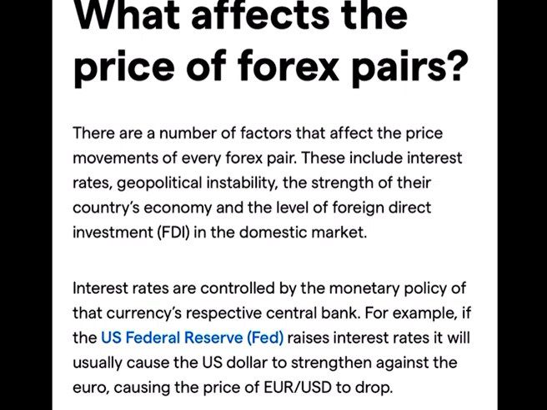So what affects the price of forex pairs, right? There are a number of factors that affect the movements of every forex pair that you see in the market. This includes interest rates, geopolitical instability, that if there is a war, like when there is war in Gaza, or there is a plane crash, some of these things, foreign direct investment, or there is news like the US Federal Reserve news, right? Or non-farm payroll news.